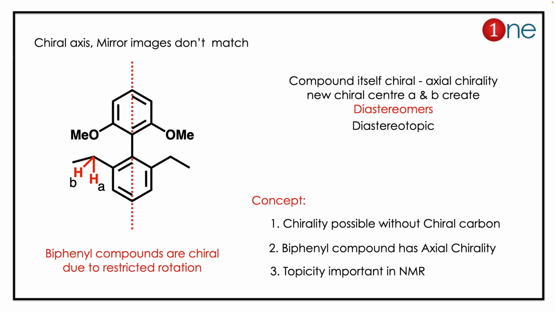In this biphenyl compound, this kind of axial chirality arises from restricted rotation. The ortho groups prevent each other from rotating, so it has axial chirality. The concept we outline here is that compounds can be chiral without a chiral carbon. Biphenyl compounds can have this kind of axial chirality. Topicity is very important in NMR.